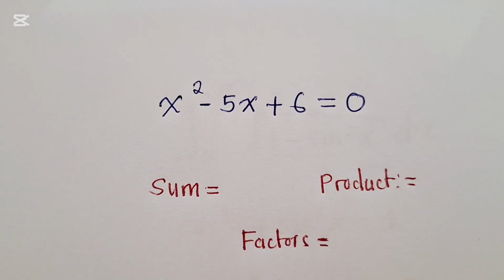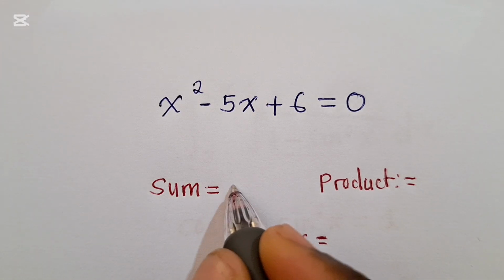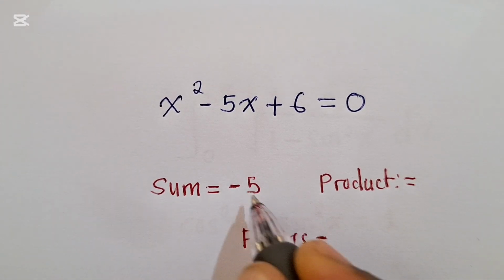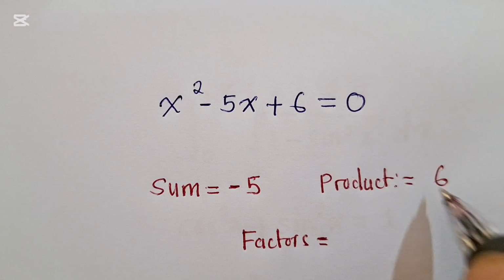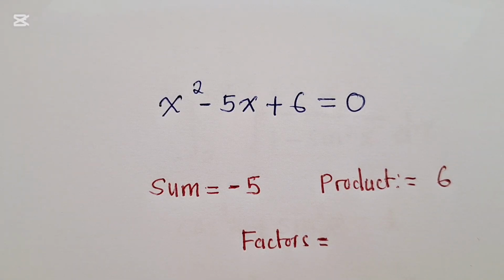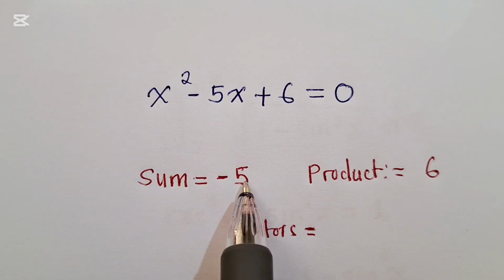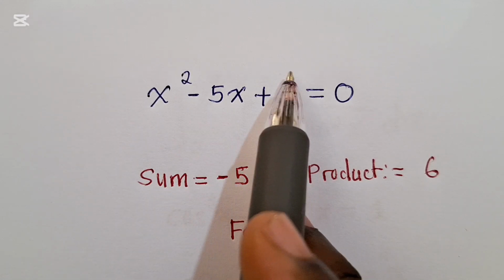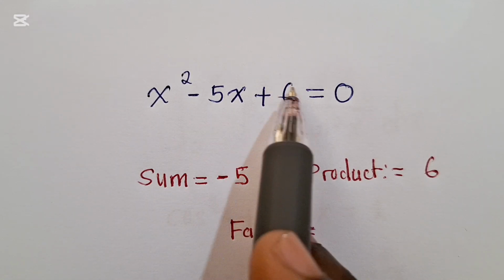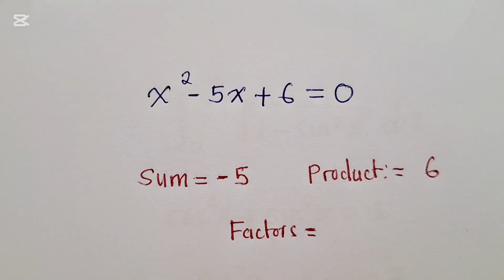What is a sum? In this case, our sum will be equal to -5, while the product will be equal to 6. So the sum is the coefficient of the term with x. It's -5. The product is the constant, or the number without a letter. That's our product.